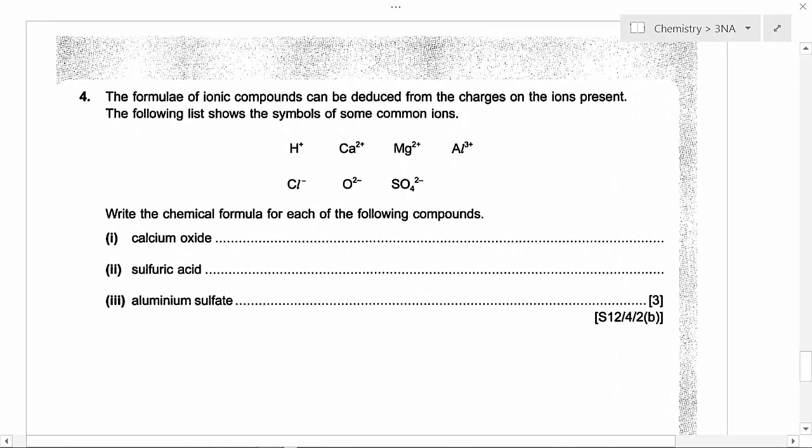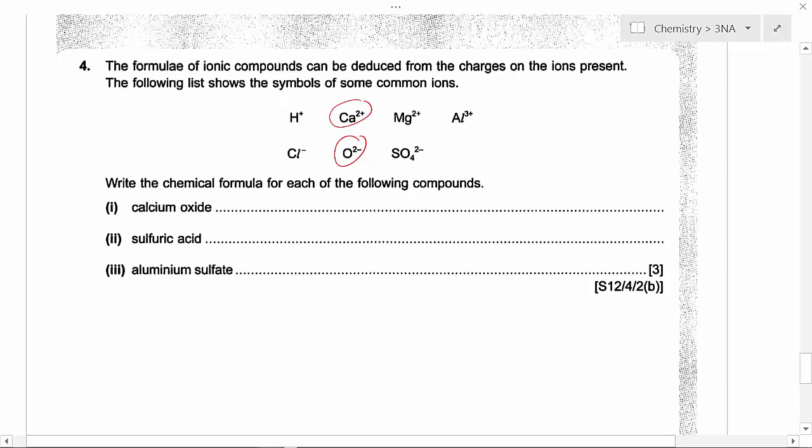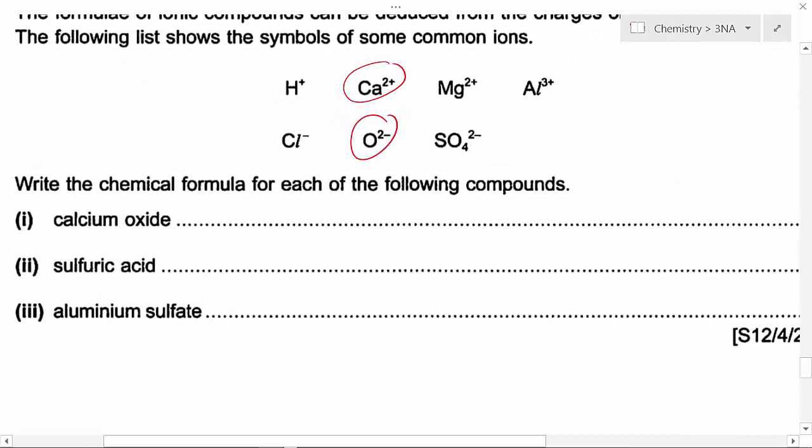Now you're given all the formulas. You're supposed to write the chemical formula of the compound. Calcium oxide. Let's look at calcium. Where's my calcium? Calcium is here, oxide is here. Now this is the easiest formula because calcium is 2 plus, oxide is 2 minus. And since the charges are equal and opposite, you simply cancel them out. Right? 2 plus, 2 minus cancel, so CaO.